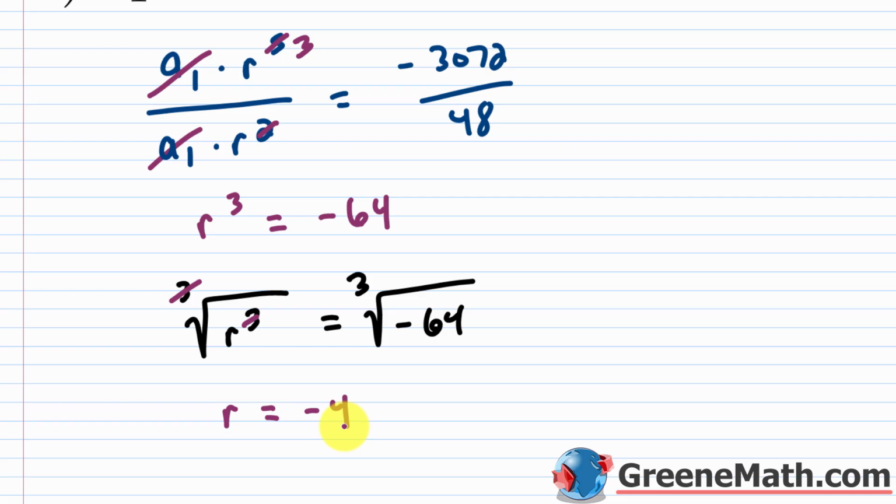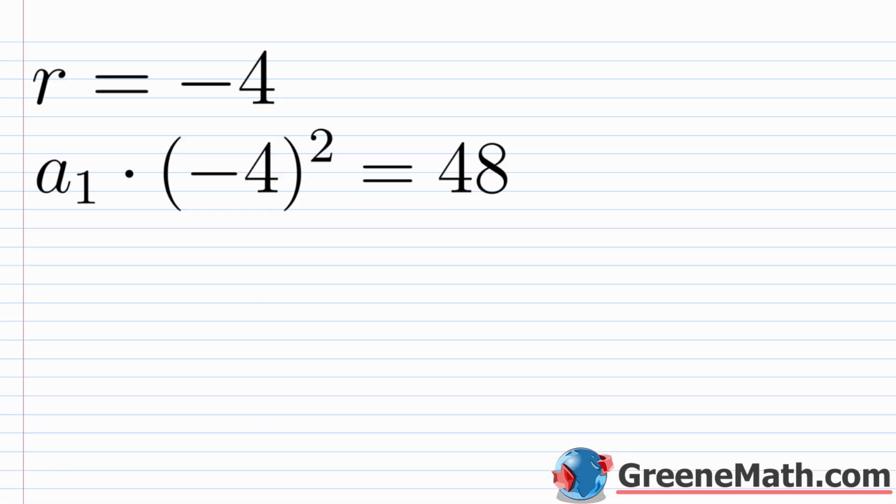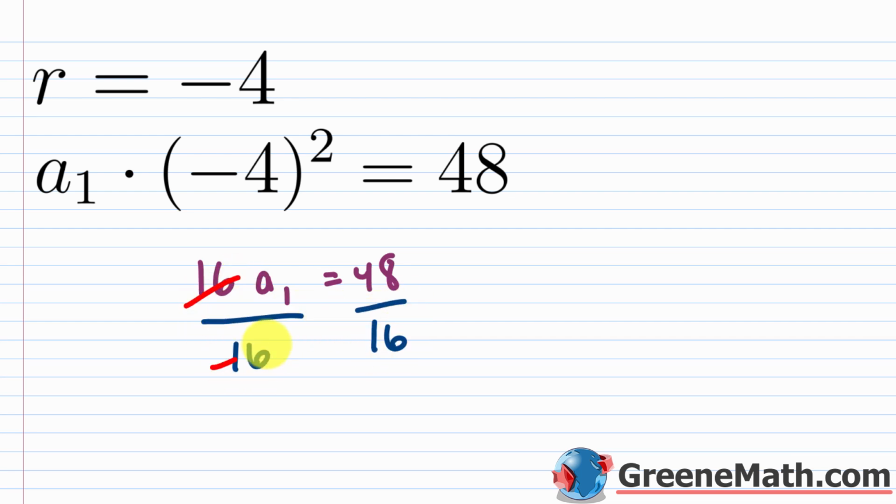And what I'm going to do is plug back in to the first equation of the system. So remember, we had a sub 1 times r squared is equal to 48. Well, if I know that r is negative 4, just plug that in for r. And what this gives you is negative 4, again, this is wrapped. So negative 4 squared is going to be 16. So this is 16 times a sub 1 is equal to 48. And I'm just going to divide both sides of the equation by 16. This would cancel. And what I'm left with is a sub 1 is equal to 48 divided by 16 is going to be 3. So at this point, I know that a sub 1 is equal to 3 and r is equal to negative 4.